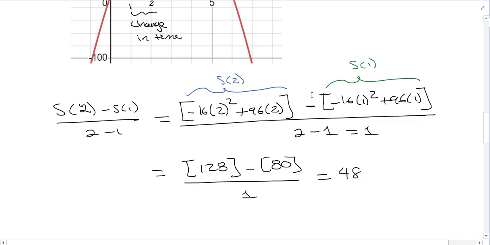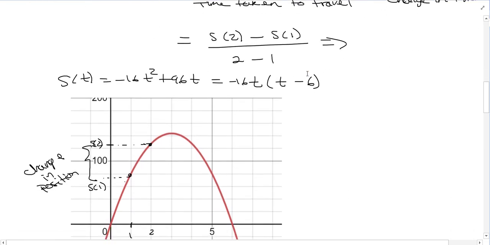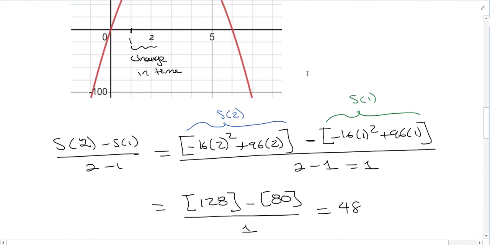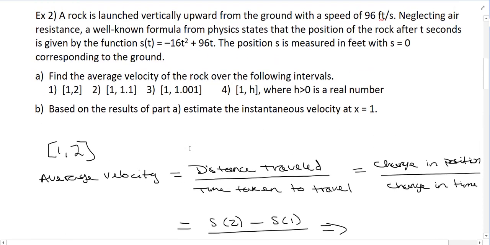And what were our units? Let's see, the position is given in feet. The position is measured in feet. And how do I know that it's seconds? Notice the speed here is 96 feet per second, so then I know that the time is being measured in seconds. So my change in position is feet, and the change in time is seconds. So this is going to be feet per second. So the average velocity on the interval 1, 2 is 48 feet per second.